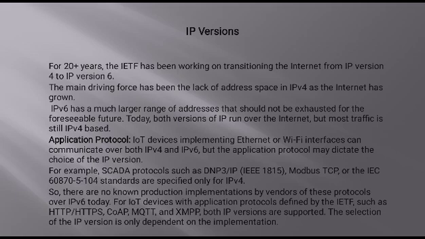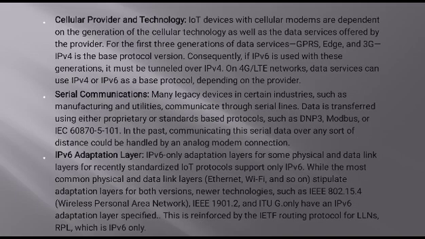Application protocols. IoT devices implementing an Ethernet or Wi-Fi interface can communicate over IPv4 and IPv6, but the application protocol may dictate the choice of IP version. For example, SCADA protocols such as DNP3, Modbus, and IEC are specified for IPv4, so there is no production implementation by vendors of the protocol over IPv6. For IoT devices with application protocols defined by the IETF, such as HTTP, CoAP, MQTT and XMPP, both IP versions are supported. The selection of IP version depends upon the implementation.